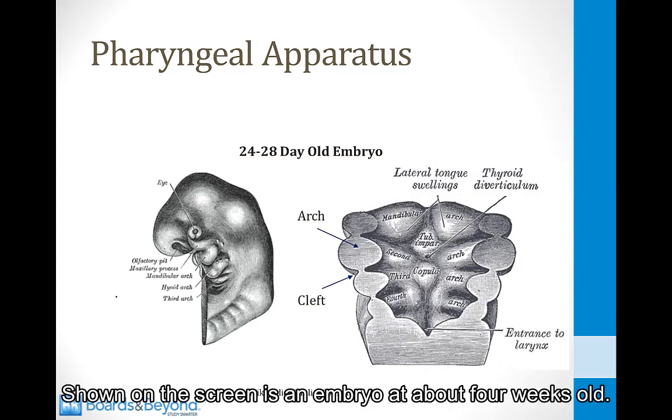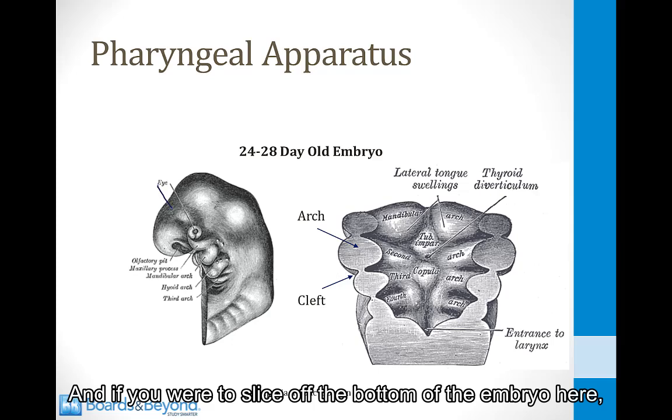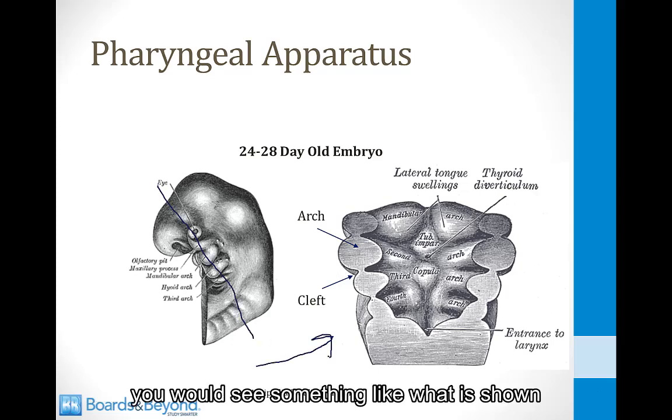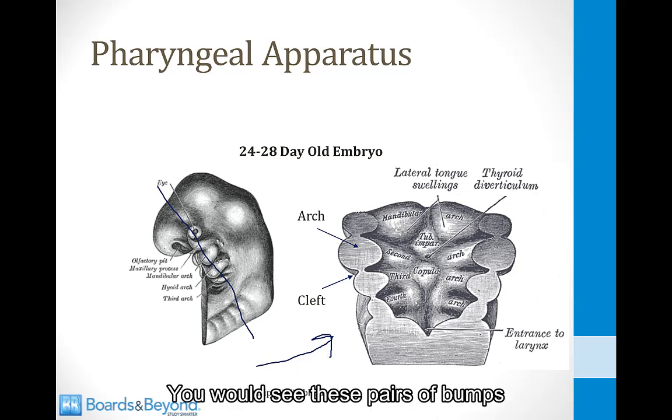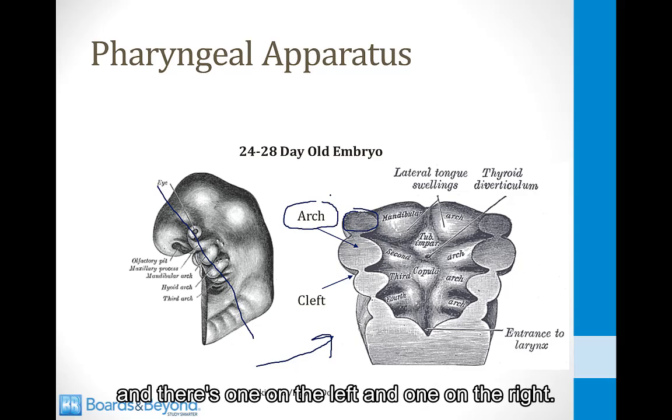Shown on the screen is an embryo at about 4 weeks old, and if you were to slice off the bottom of the embryo here and look down on it, you would see something like what is shown on the right side of the screen. You would see these pairs of bumps like what I'm circling with my pen. Those are the pharyngeal arches, and there's one on the left and one on the right.